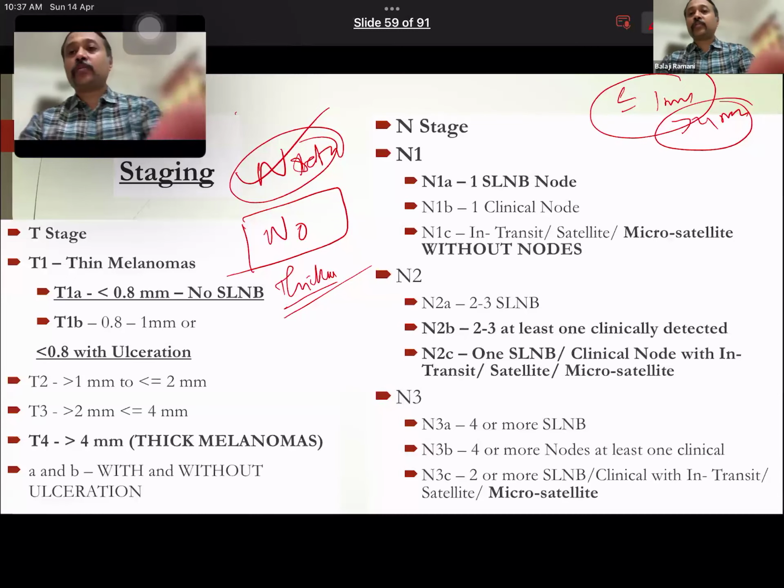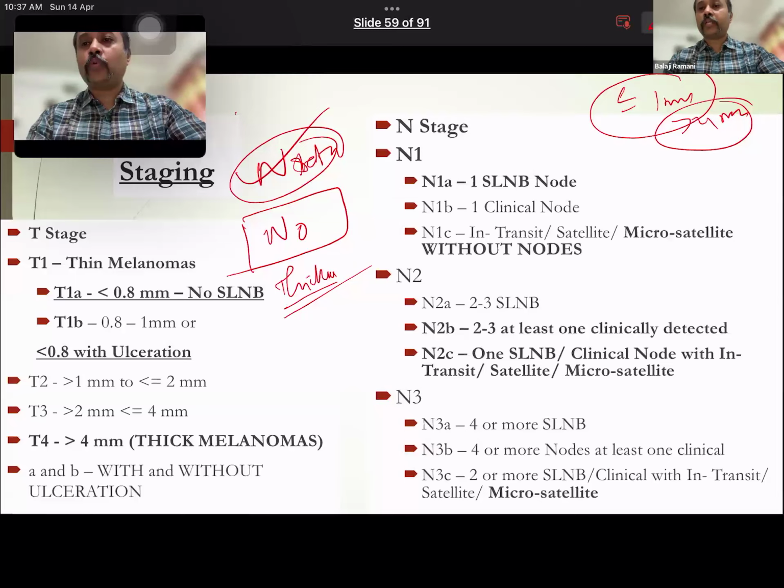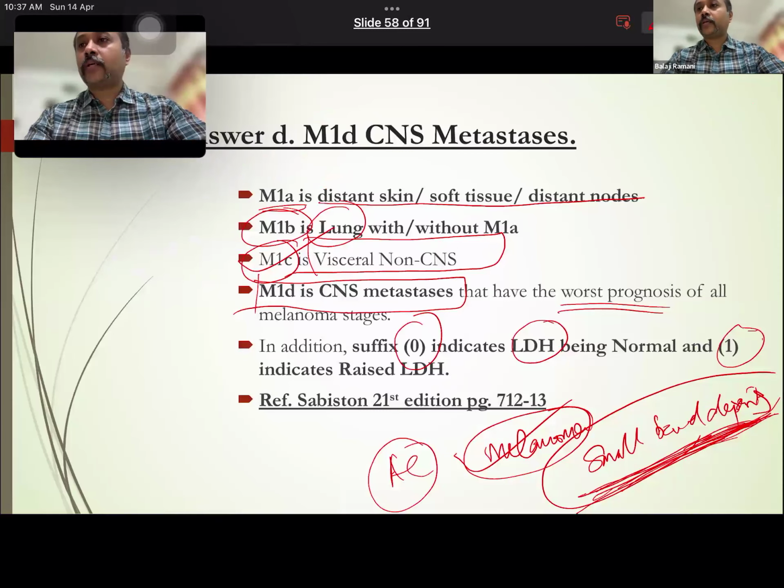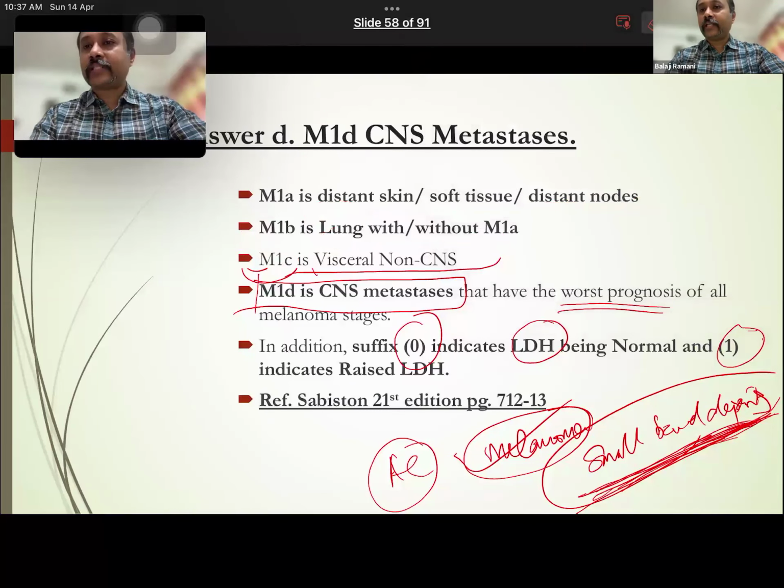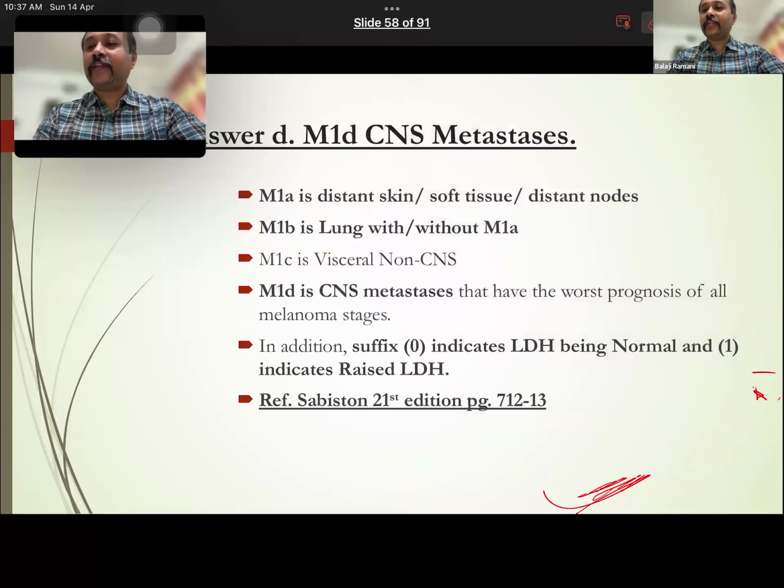Now here, I just want to highlight one more thing. There was one girl who asked about it, and yes, there has been one change. Initially, when the AJCC came, based on that, I gave you a staging.